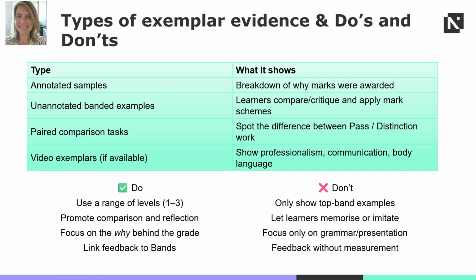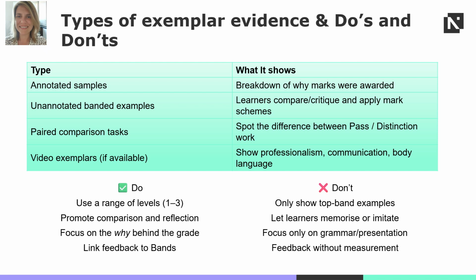Let's now look at the types of exemplar evidence you might use and how to use them well. On the left, we've listed some common types you may have access to. Annotated samples are particularly useful because they show exactly why marks were awarded. This supports students' understanding of the mark scheme and criteria. Unannotated banded examples are powerful for group comparison tasks. Students can apply mark schemes themselves and discuss what they think each response deserves.